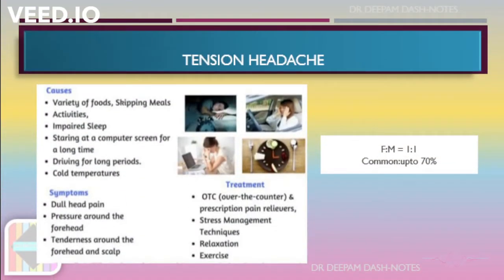Now coming to tension headache, which is the commonest of the three headaches, it can occur up to 70% of the cases, and the ratio of male to female is equal. The patient usually presents with a band-like constricting headache around the head, and it's similar to the word tension. Some of the causes are related to stress and lifestyle. As far as the treatment goes, it is easily treated with over-the-counter medications, stress management, relaxation, exercise, and these are lifestyle changes. They may take time to occur.